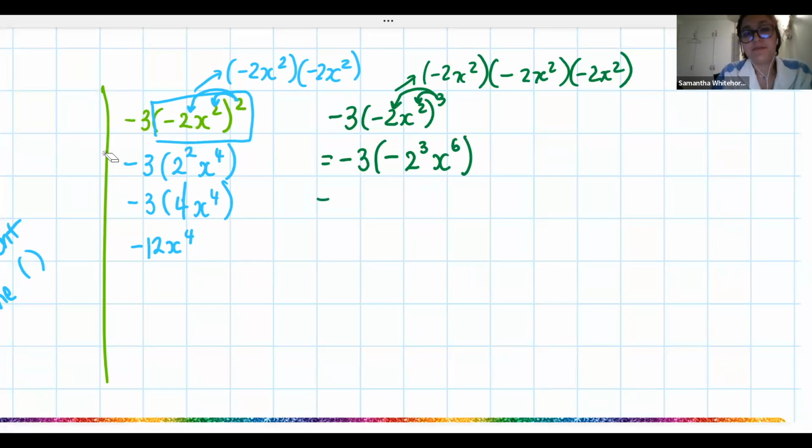Now, 2 cubed we know is 8. So we've got negative 8 x to the power 6. And now I've got a negative 3 times a negative 8. So that becomes positive. Positive 24.